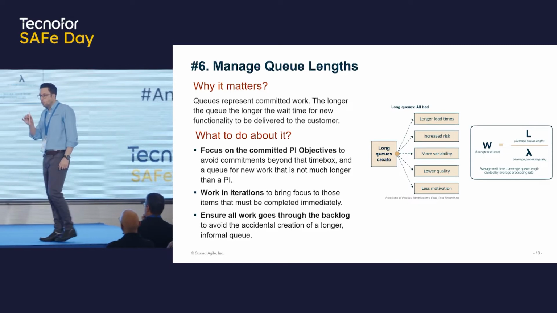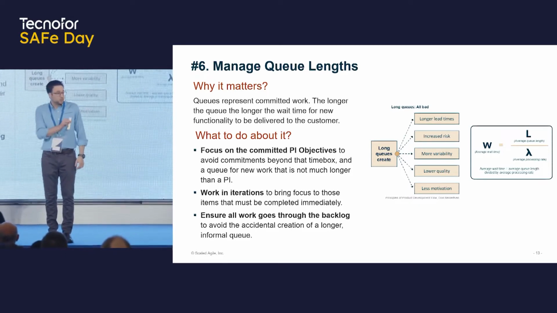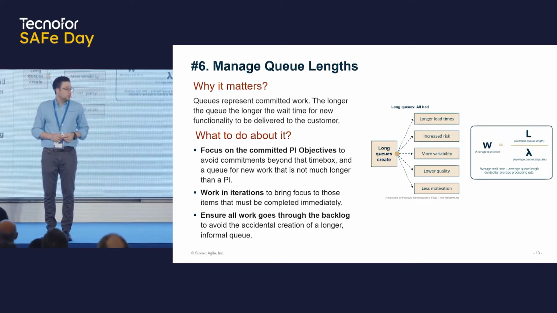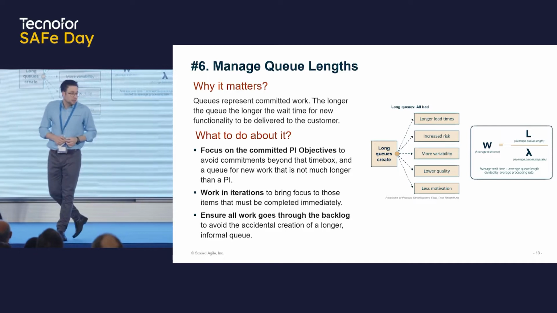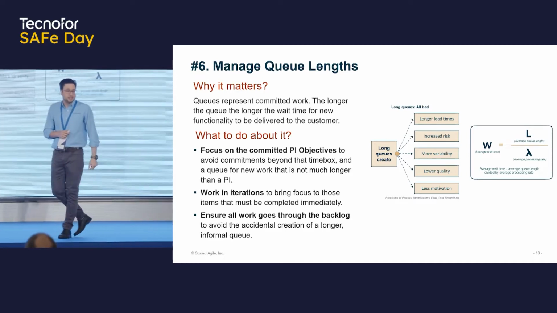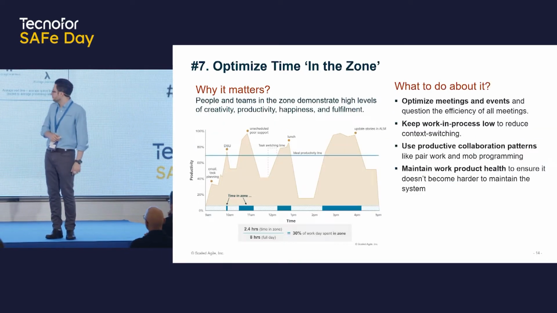We're going to make sure that all the work the teams do goes through the backlog as well. Sometimes we find that teams are committing to queues of work where there's informal work happening, it hasn't gone through the backlogs, the teams haven't formally taken it through their intake process. So we've got to be mindful of not committing too far out into the future.